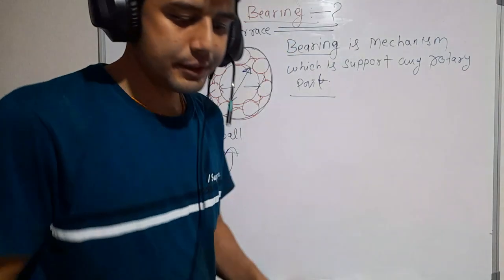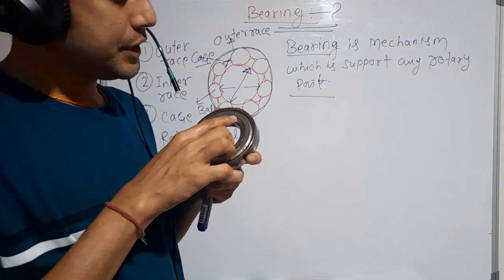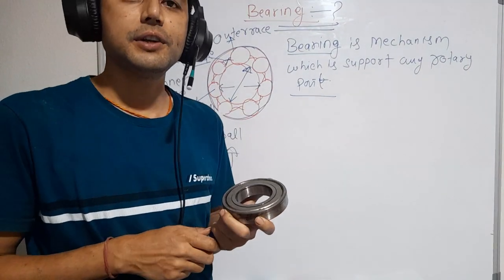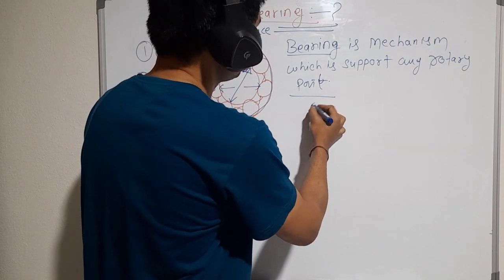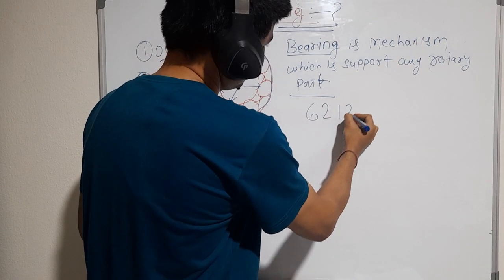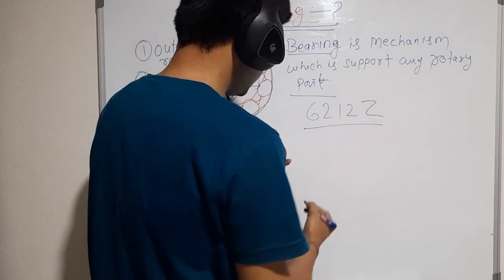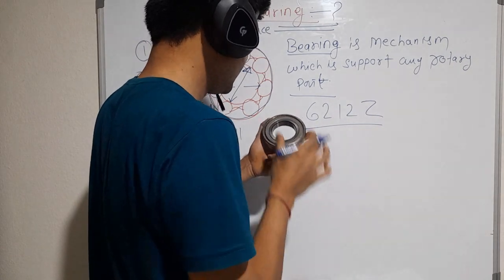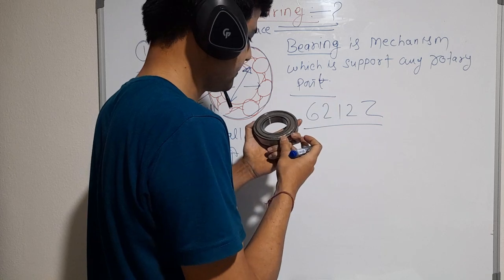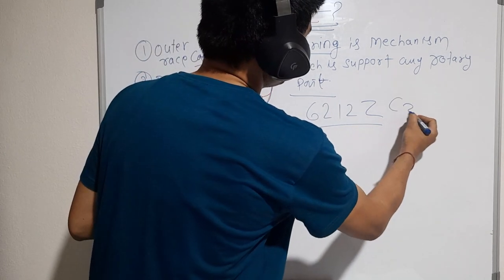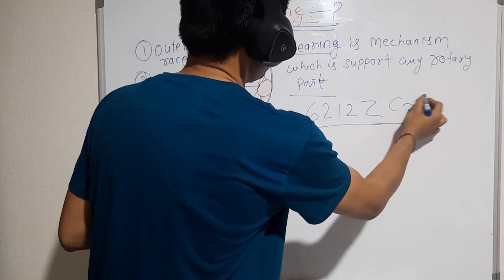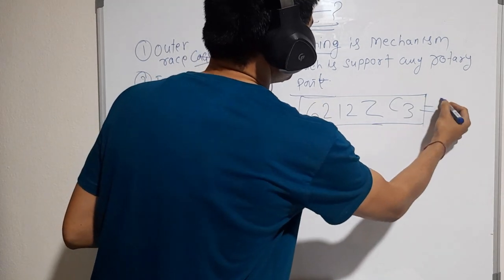I have one bearing with the markings 6212Z. I will describe this today. This is from the NSK company, and there is also C3 mentioned. What is the meaning of this? I will define it today.